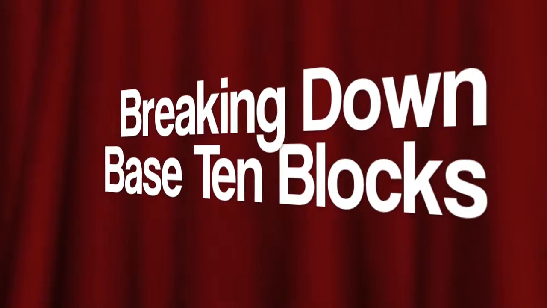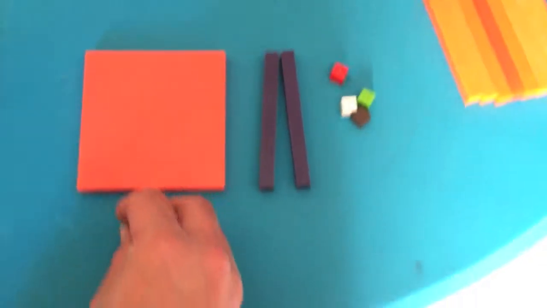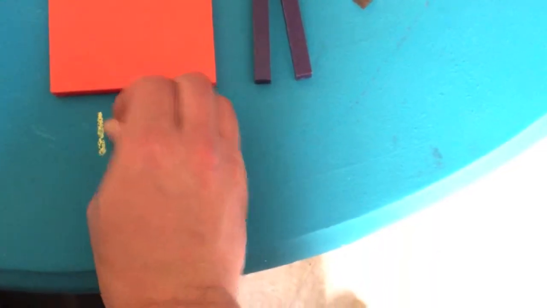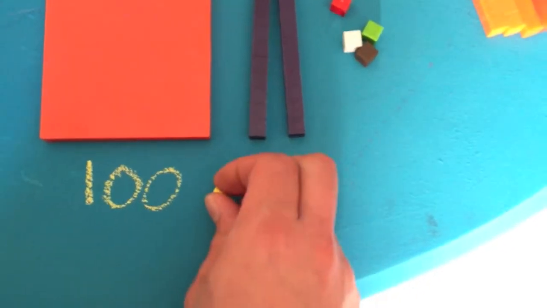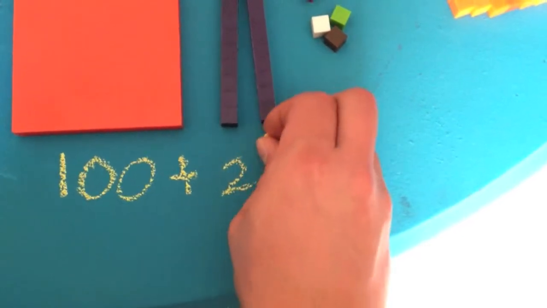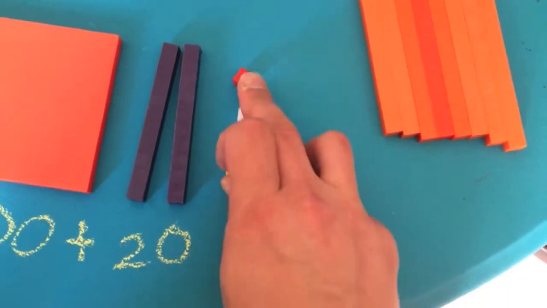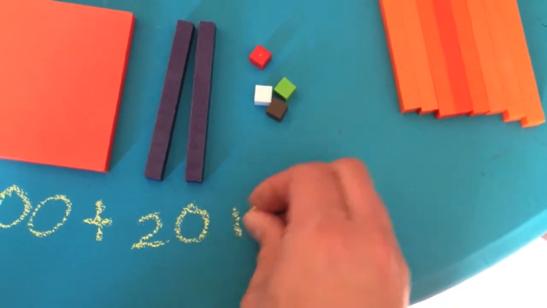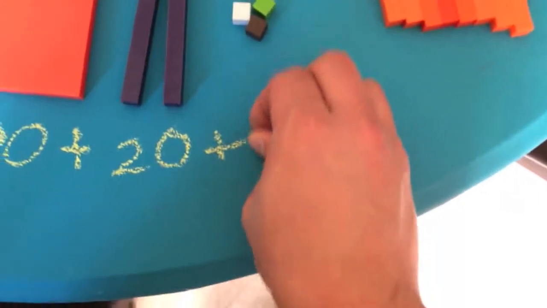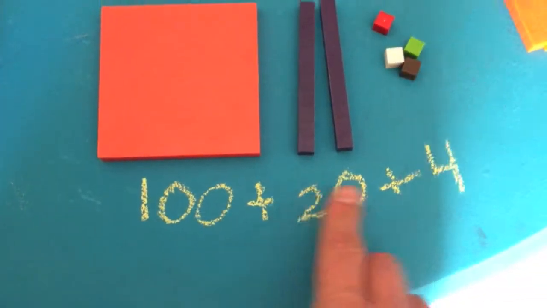Today we're going to break down base 10 blocks, which will really help with the homework. Here we have a 100, which is the flat block, and so we can break that down by writing 100. Then we'll add the two 10 rods, and those two 10 rods together equal 20. These small blocks are for singles, and so 4 of them we write as simply the number 4. We write those together as 100 plus 20 plus 4.